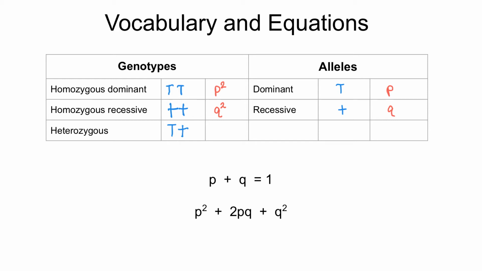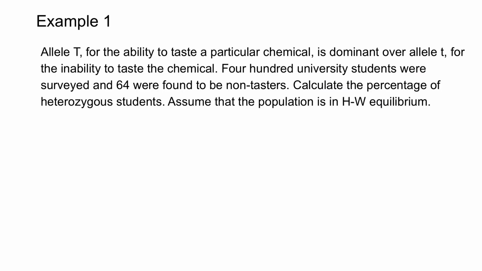And for the heterozygous genotype, it's represented by a big T and a little t, and so we need a p and a q. In order to calculate the heterozygous genotype, you always take 2 times p times q. Okay, so now let's go ahead and do one of the problems.